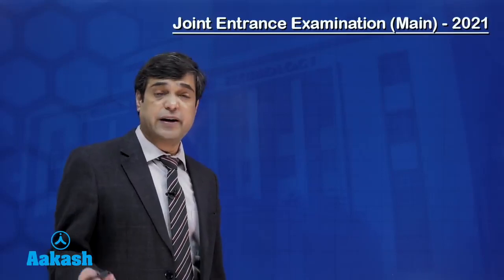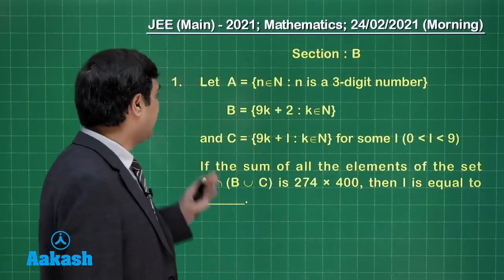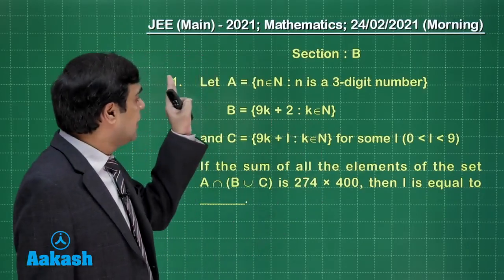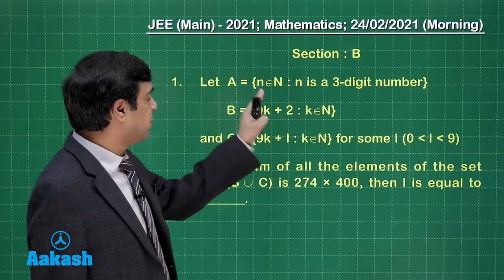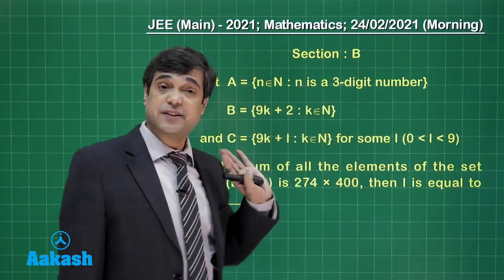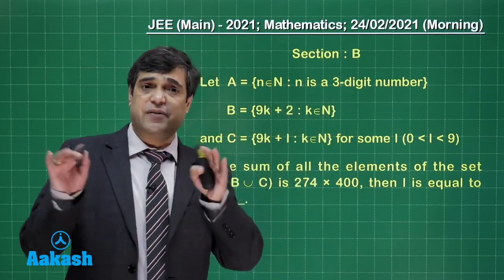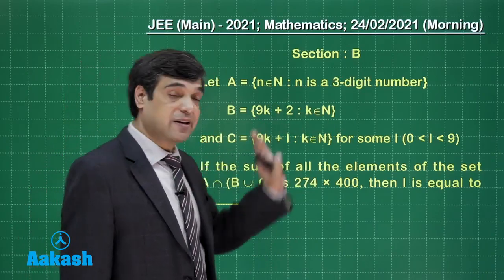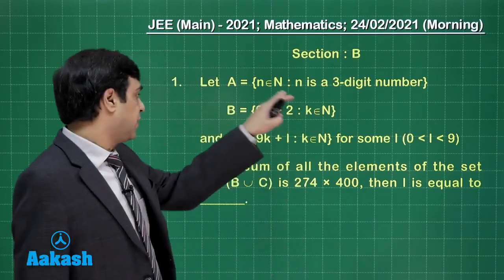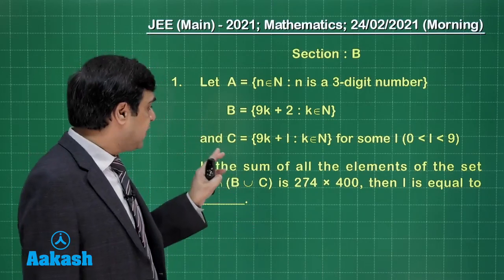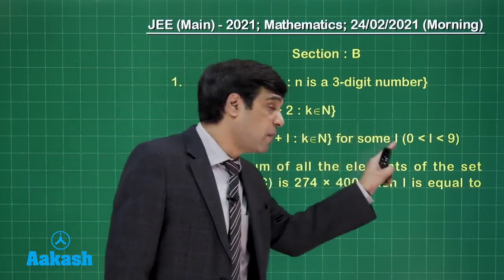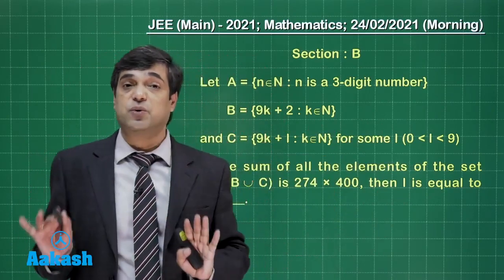Now moving forward, let's consider section B here, which is numerical value type, and the first question is talking about: let A equal n from the set of natural numbers, where n is a 3-digit number, 100, 101, 102 and so on. B is 9k plus 2, k a natural number, so this is of the kind 9k plus 2. C is 9k plus L, k a natural number, for some L in the interval 0 to 9.